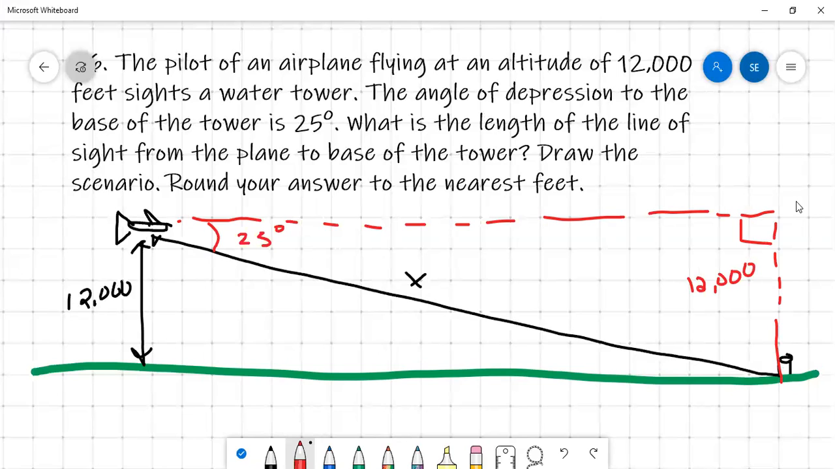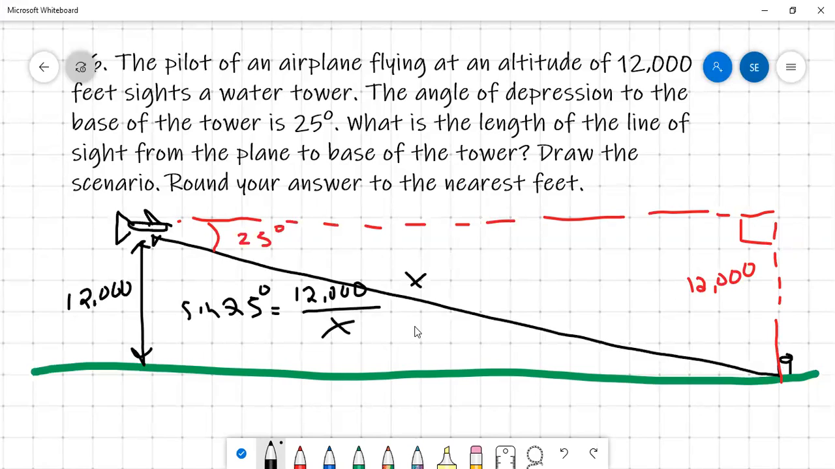Okay. So we have an angle and we have a side, and so now we just need to look for the trig function that relates this angle and these two sides. Well, this angle, this is our opposite, and this is our hypotenuse. So we can write that opposite over hypotenuse is our sine. So sine of 25 degrees is equal to 12,000 over x.